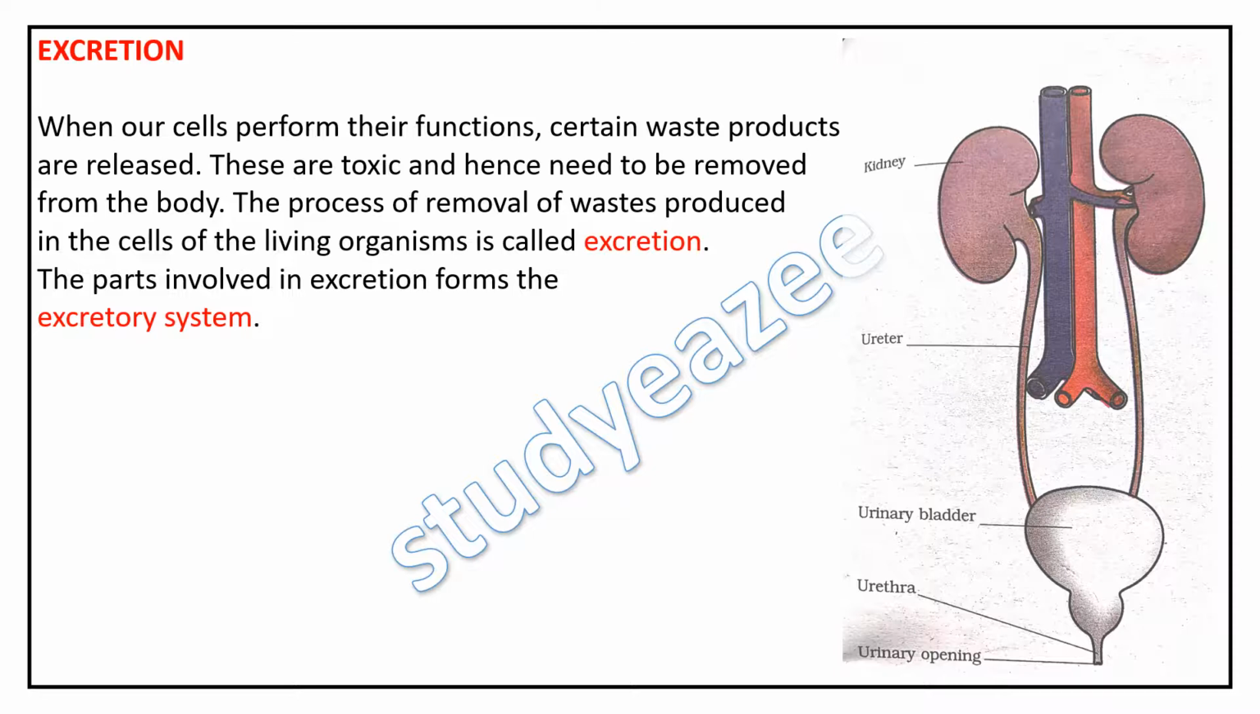Here we will see the different parts of the excretory system. This is the kidney. We have two kidneys. Then there is the ureter, which joins the kidney to the urinary bladder. This is the urinary bladder. Then we have the urethra and the urinary opening.